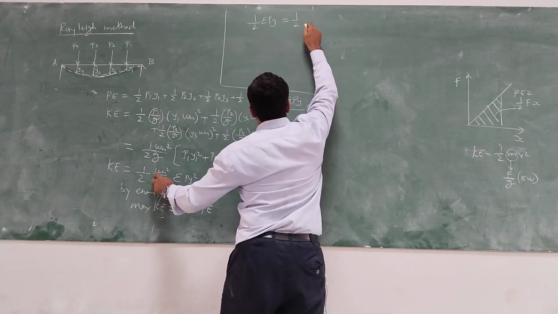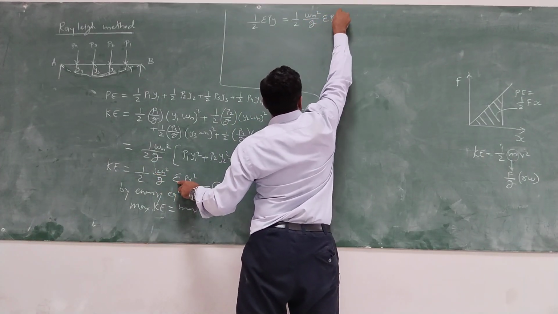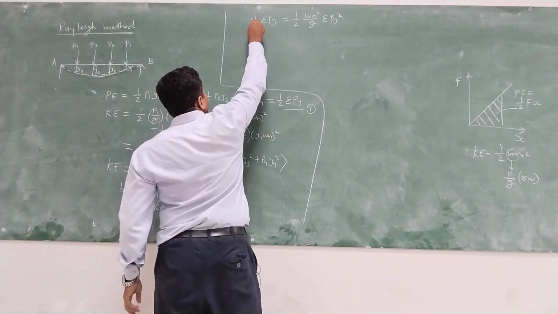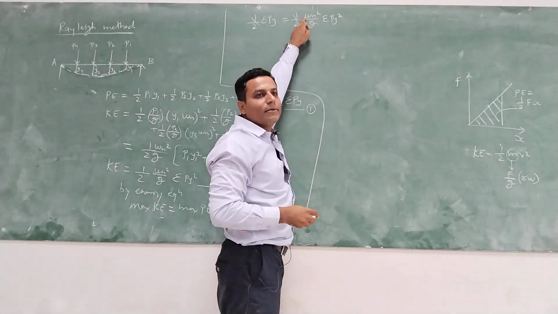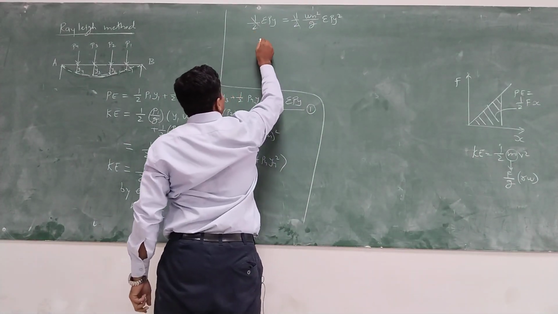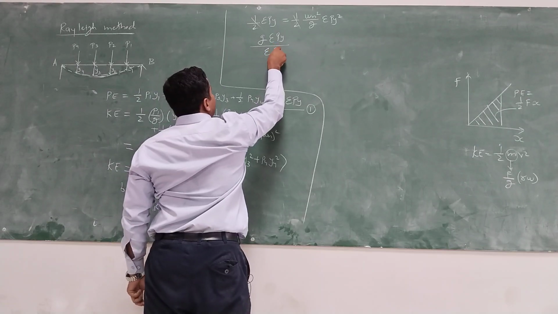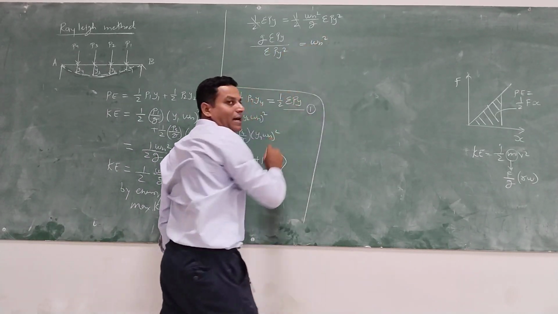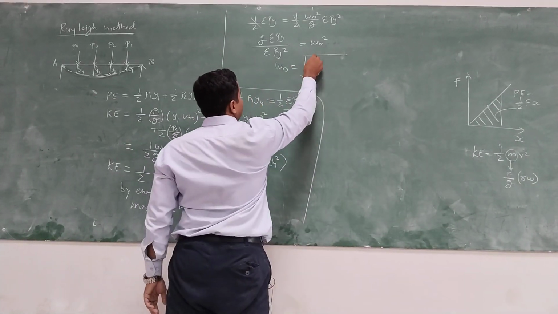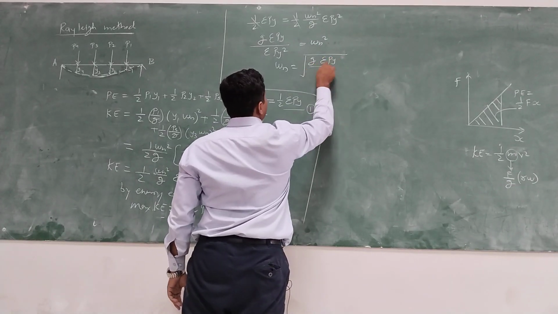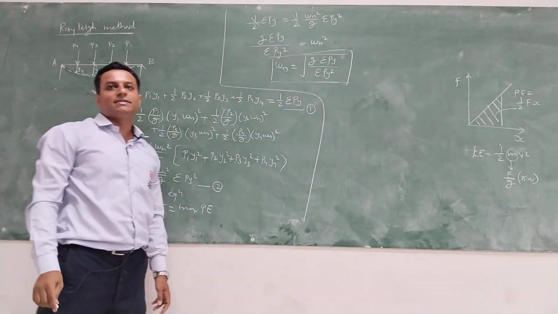1/2 omega n square by g summation Py square. This half will cancel. So we'll rearrange the term to get the omega n. So I'll transfer g here. So g summation Py divided by summation Py square will be equal to omega n square. So omega n will be equal to root of g summation Py divided by summation Py square. So this will be the natural frequency of this system.